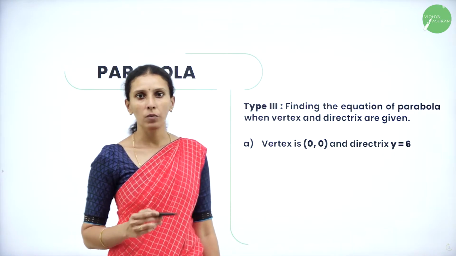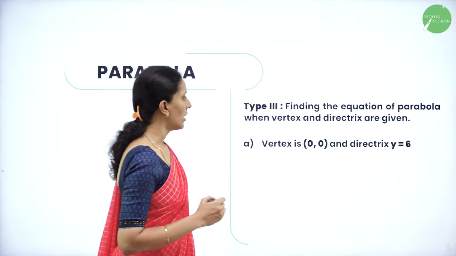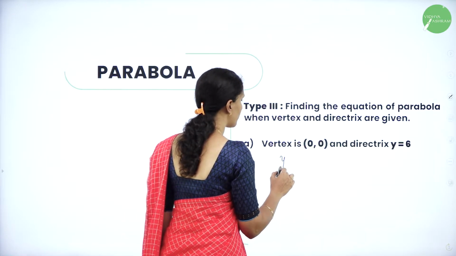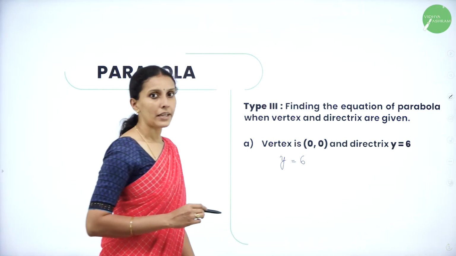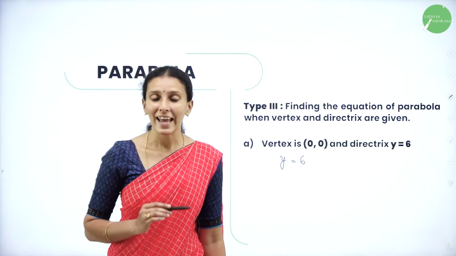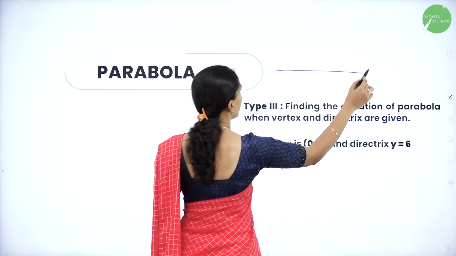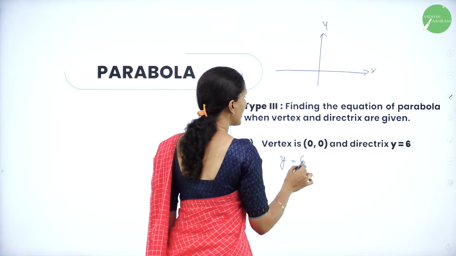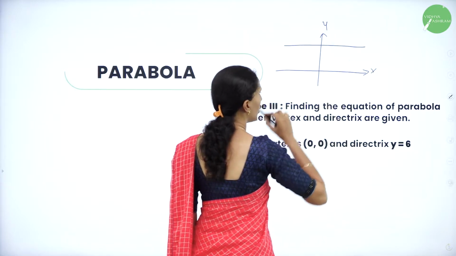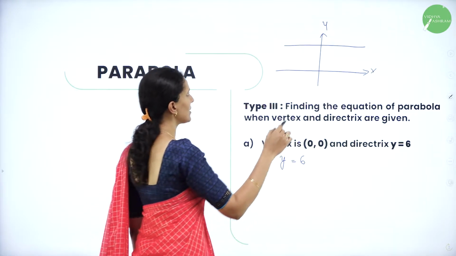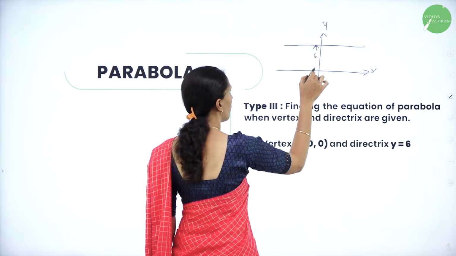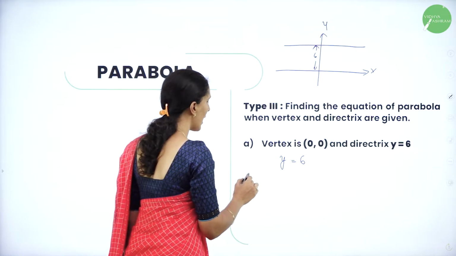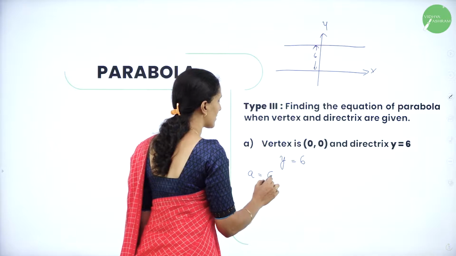That means the parabola cuts at origin. And directrix is y is equal to 6. So y is equal to 6 means it is the equation of the line parallel to x-axis. And if this is your x-axis and this is your y-axis, so y is equal to 6 will be parallel to x-axis. That is, it is at a distance of 6 from the origin, we can say. So therefore, y is equal to 6 means a is equal to 6.